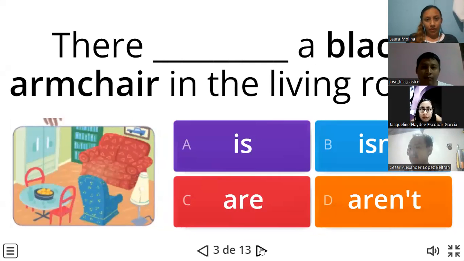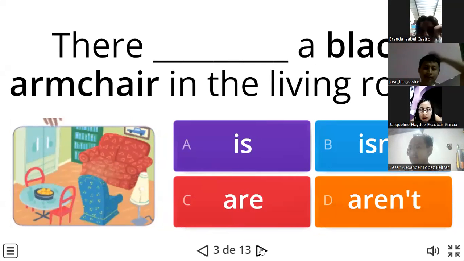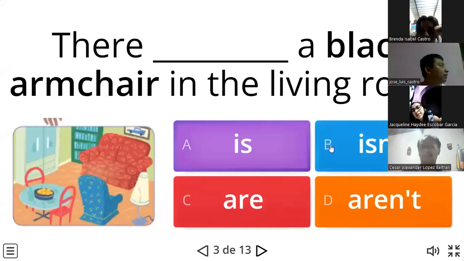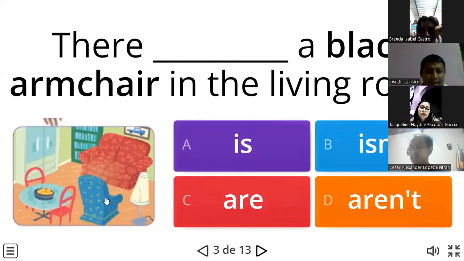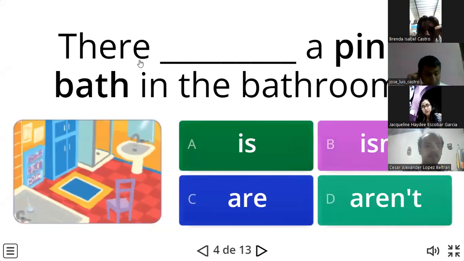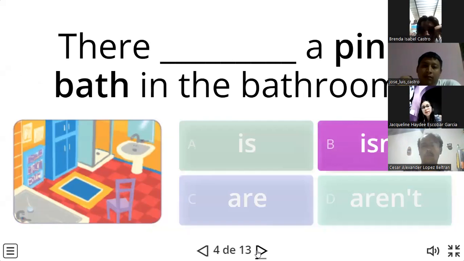Now this one. There, a black armchair in the living room. There is, guys? There is. Okay, because it's not black, exactly. Armchair, guys, es este, okay? Recordemos el sillón para uno. So, isn't, porque no hay uno black, okay? No hay... Now, this one. Isn't.